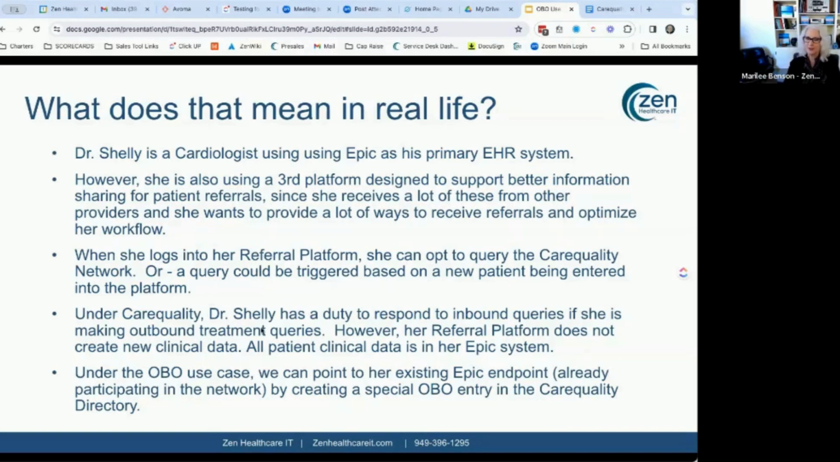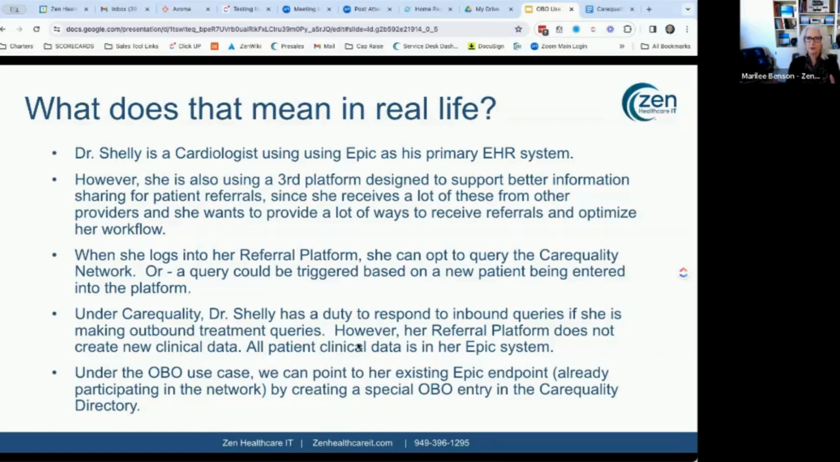But what's important to remember is that under Carequality, Dr. Shelley and all participants have a duty to respond to inbound queries if she's making outbound treatment queries. And of course she is. It's just that she is responding to those queries via her Epic system. That's the problem the OBO use case was designed to solve.